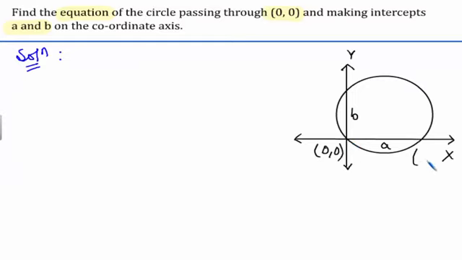So this point will be A, 0, that is this point, and this point will be 0, B. Let us denote this point by A and this point by B.